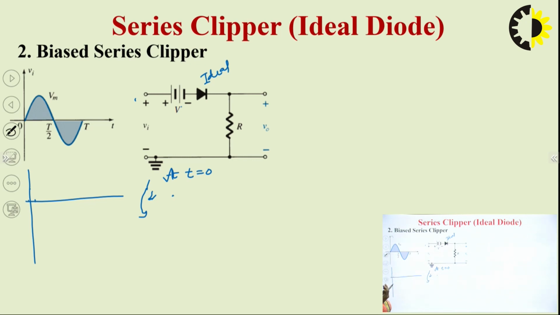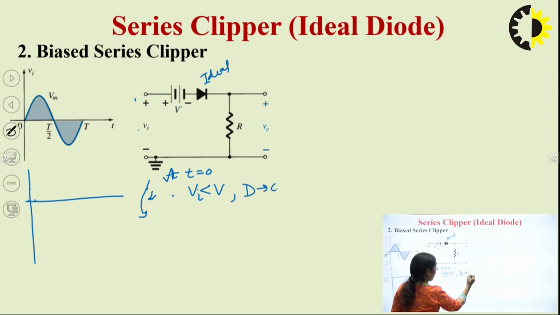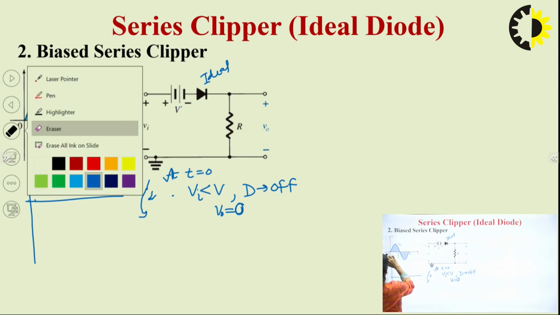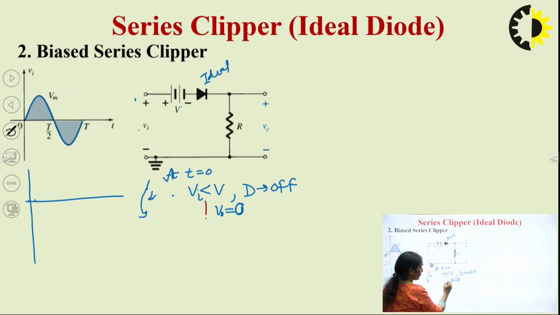And up to which value will it remain 0? Till the time this input Vi is less than V volt, your diode will be off. If the diode is off, then output will be equal to 0.